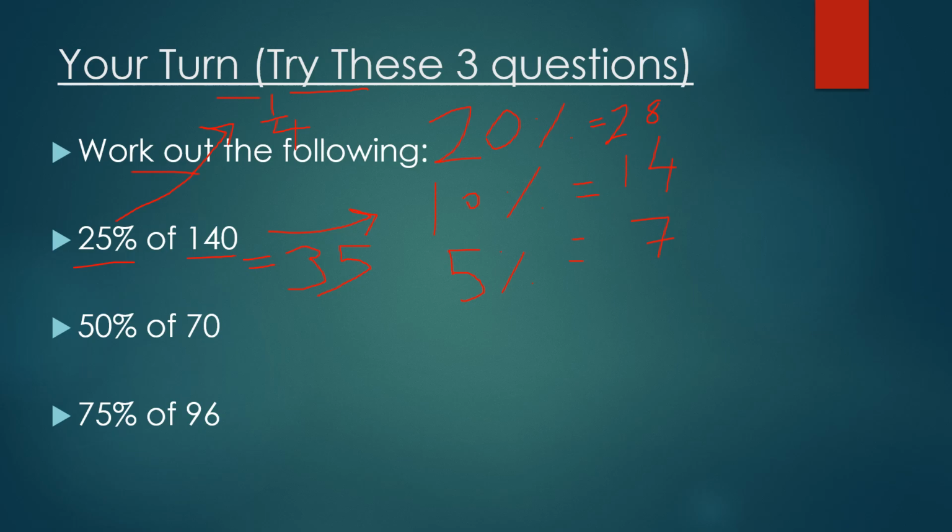Okay, next one. 50% of 70. So 50%, guys, here, we are going to half it. Okay, so we're going to do 70 divided by 2. Again, if you're unsure, use the multiply method. We're going to get 35.